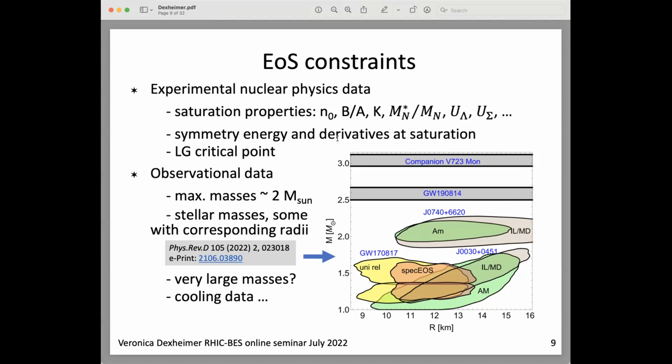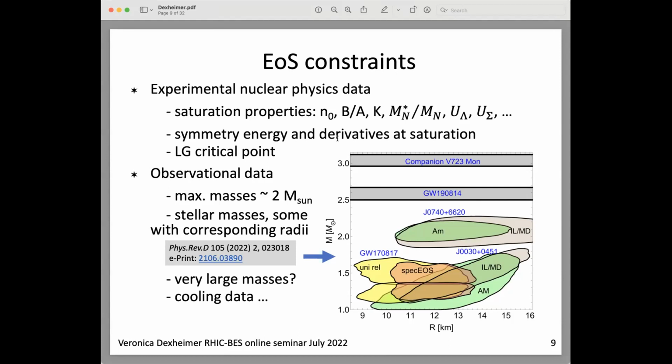But of course, neutron star matter is very far from isospin symmetry. So we also use information from the symmetry energy and its derivatives at saturation to constrain the models. We can also use the liquid-gas critical point for models that extend to finite temperature.